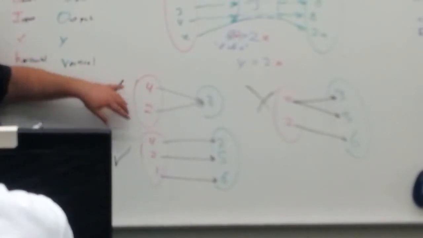Notice the difference. Different inputs could have the same output, but you can't have one input having more than one output. So what you might want to write down: having two different inputs give you the same output, that's okay. However, if you have one input that goes to two different outputs, that's not a function.